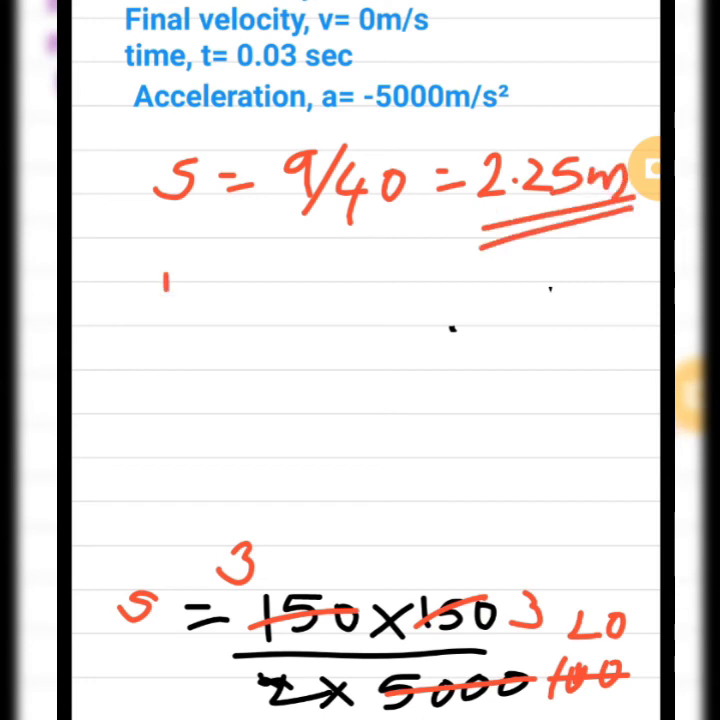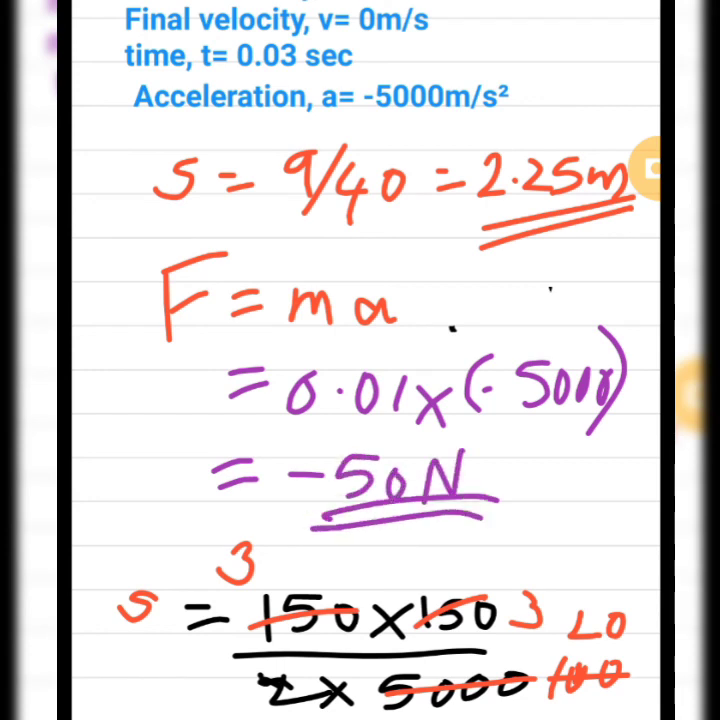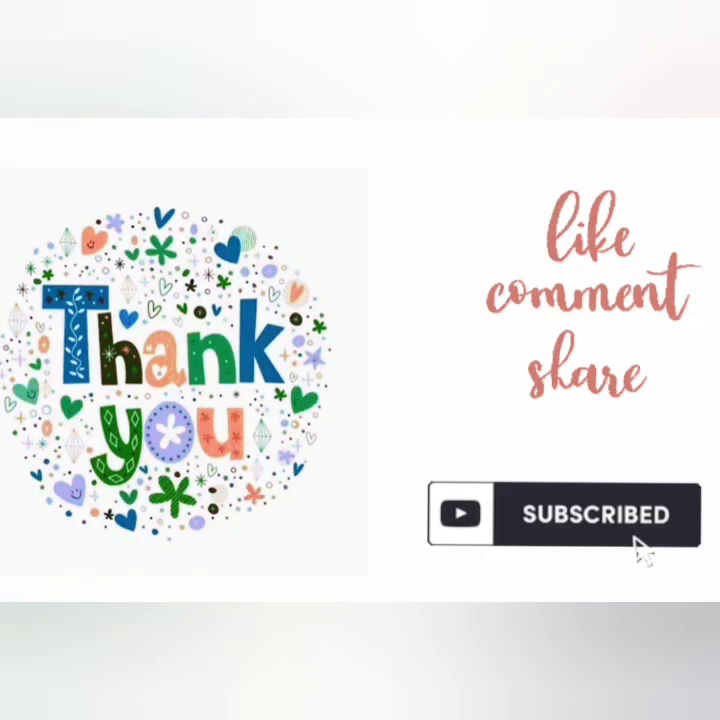Now let's find force using the formula F is equal to ma. So substitute the values. m value is 0.01 into minus 5000. So then we get F is equal to minus 50 Newton. So this shows that the force is acting in an opposite direction. So I hope that you have understood how to solve these word problems.